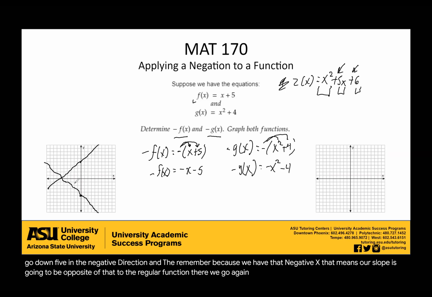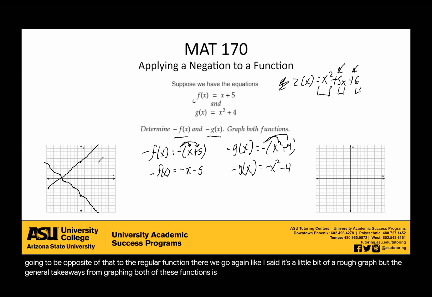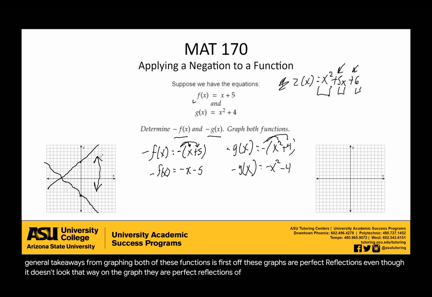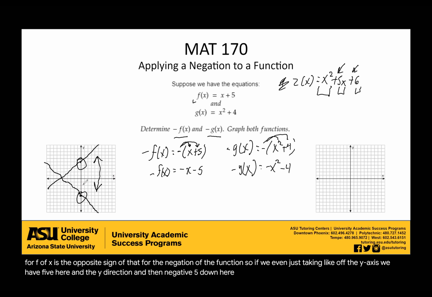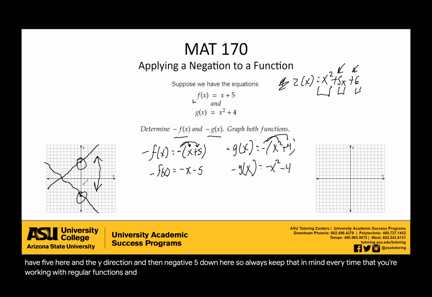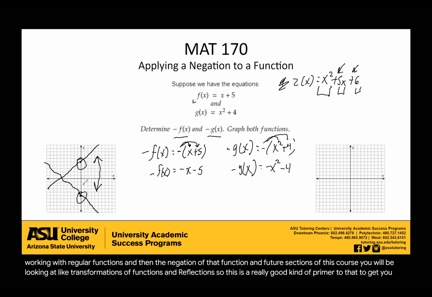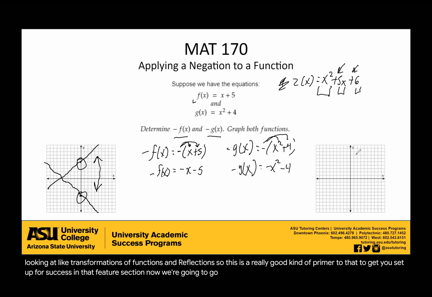There we go. Again, like I said, it's a little bit of a rough graph, but the general takeaway from graphing both of these functions is, first off, these graphs are perfect reflections, even though it doesn't look that way on the graph. They are perfect reflections of each other. What that means is that every y value for f of x is the opposite sign of that for the negation of the function. So if we take the y-axis, we have 5 here in the y direction, and then negative 5 down here. So always keep that in mind every time that you're working with regular functions and then the negation of that function. In future sections of this course, you will be looking at transformations of functions and reflections. So this is a really good primer to get you set up for success in that future section.